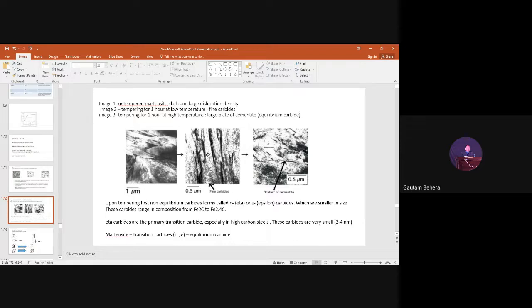But after tempering for a longer time at high temperature, you will get equilibrium carbides. Equilibrium carbides are nothing but your cementite. These are the plates of cementite. You are able to see the plate of cementite here. So finally, these carbides will convert into plates of cementite. So you can see here martensite, then transition carbides, zeta and epsilon, then finally equilibrium carbides. This is the sequence.